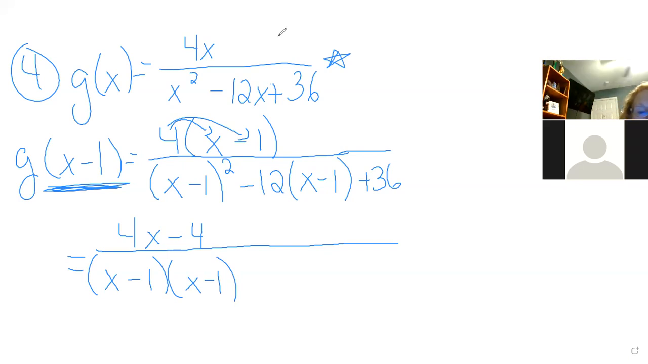We're going to do that. And then when you move to the next part, this -12 is kind of like that 4 up there. It has to distribute, but you have to be careful of the negative signs. So we have -12 times x. So that's -12x. And then if you'll remember, -12 times a -1 becomes a positive 12. And then I just have to bring down the 36.